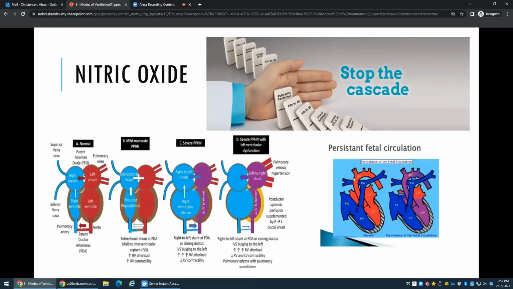Just a quick look at some pictures of why we are going to use nitric and what all this means with PPHN and the blood mixing and all the things. This is a little slide that the nitric people put out.